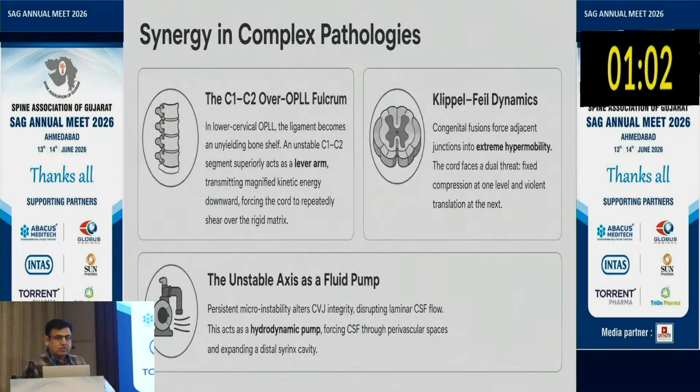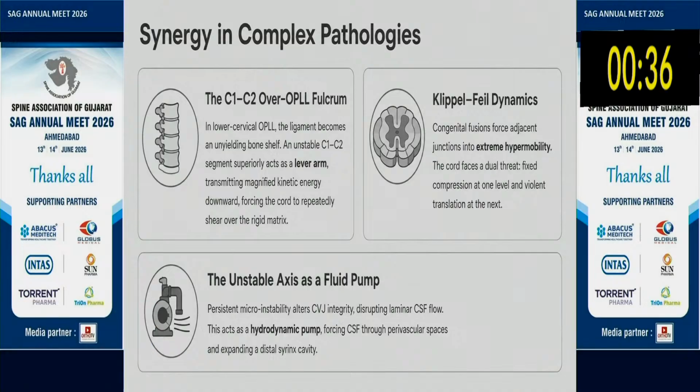So when C1, C2 central instability is associated with pathology like OPLL, C1, C2 being a very mobile segment, it acts as a lever, and against that thickened OPLL, the cord gets stretched. When you have a clipal fail, there are two fixed joints where the cord gets damaged because of central instability. Similarly, when there is a fracture around the CV junction, particularly C1, C2, there will be a disturbance of the hydrodynamic pump, which will cause significant deficits.